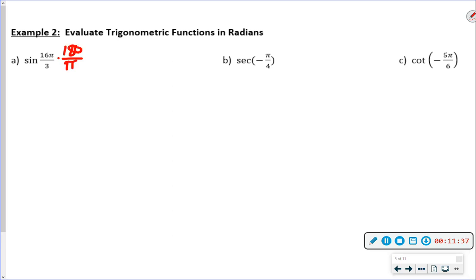So just a little practice of the first section. Of course, the pi's cancel. 3 goes into 180 60 times. So obviously, I gotta look. I don't know what 16 times 60 is off the top of my head. I can calculate that. What do you got for that? What's 16 times 60? I don't want to draw 960, do you?